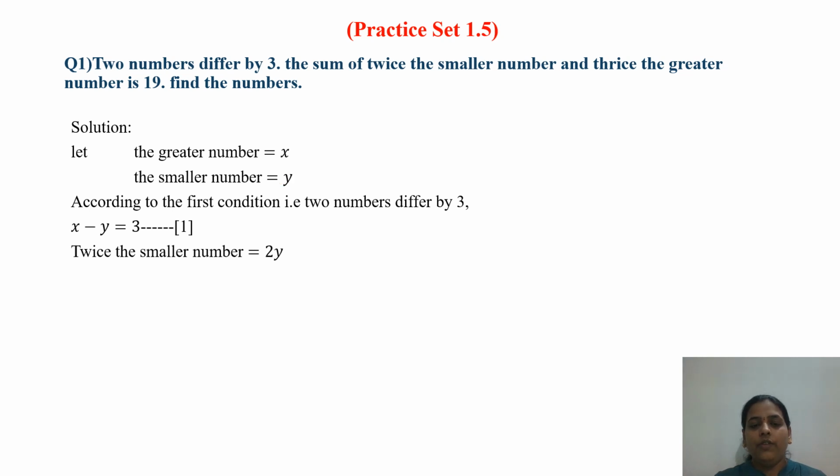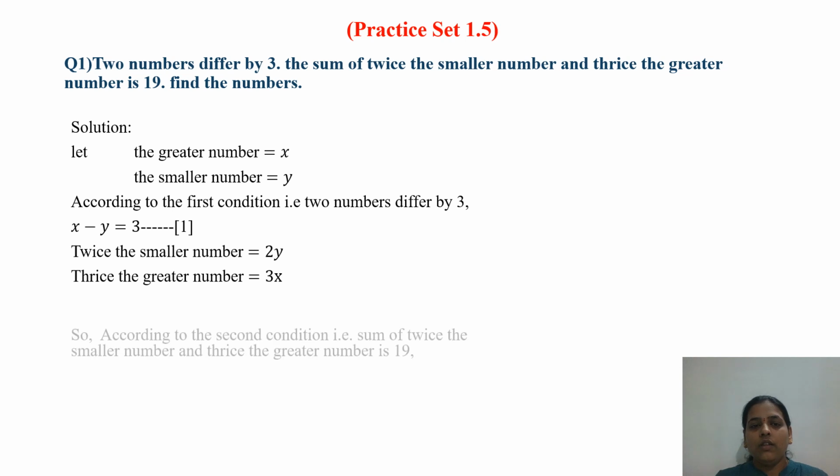Next, we want to calculate thrice the greatest number. First of all, tell me, the greatest number is equal to what? That is x. Yes, definitely it is x. Thrice means we multiply 3 by the given variable. So thrice the greatest number is 3x. Understand this?